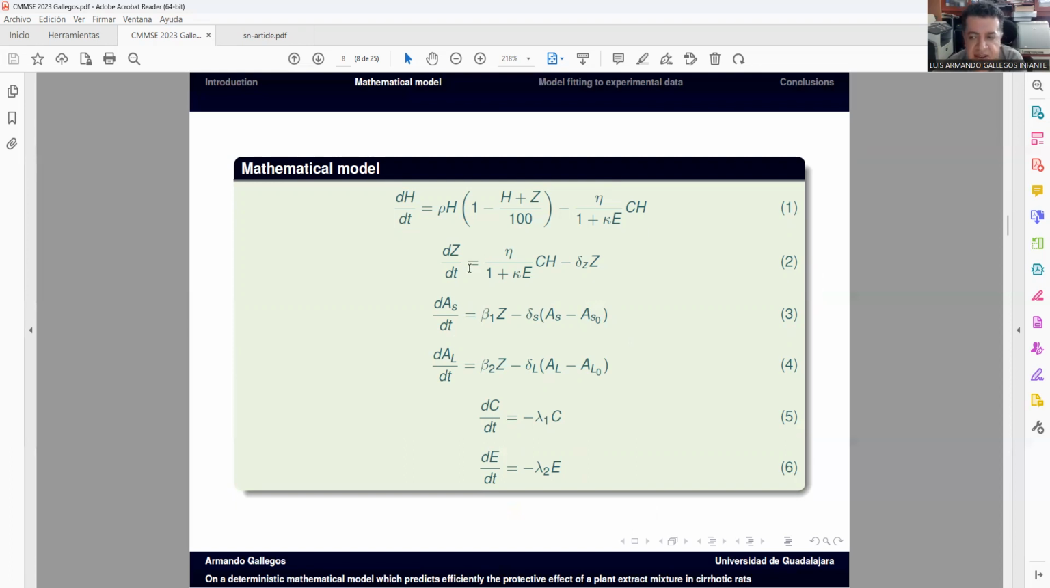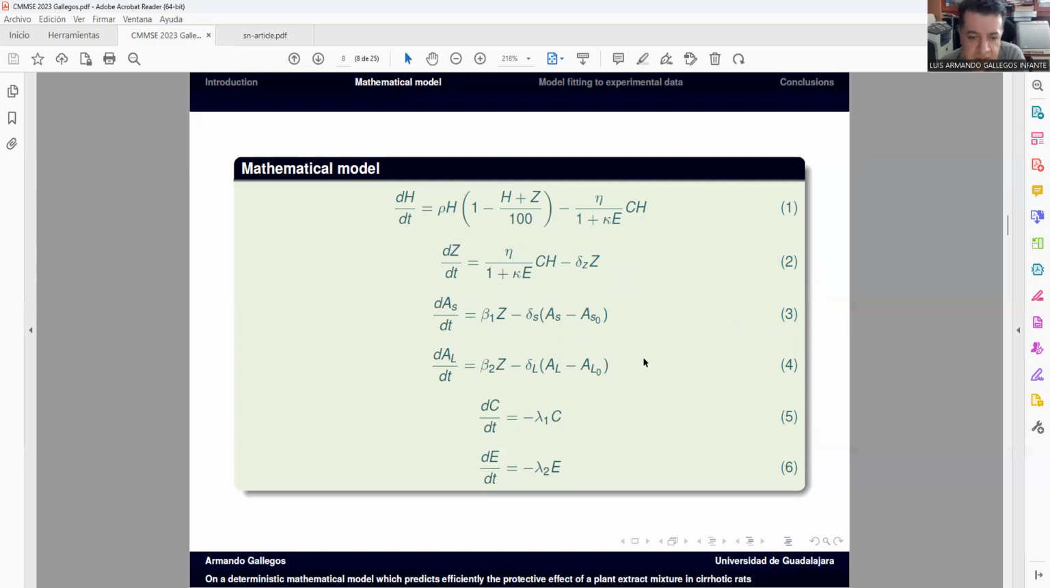The second equation describes the damaged hepatocytes. Of course, the first term comes from the first equation, and the second term describes the natural death of the damaged hepatocytes.